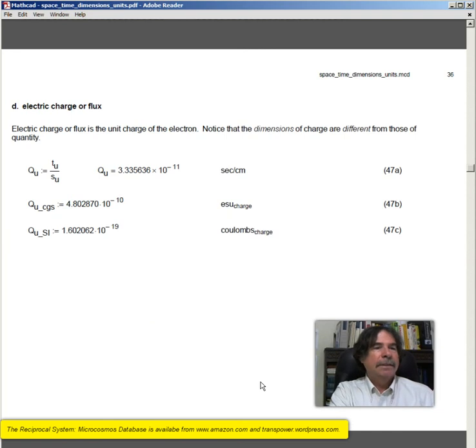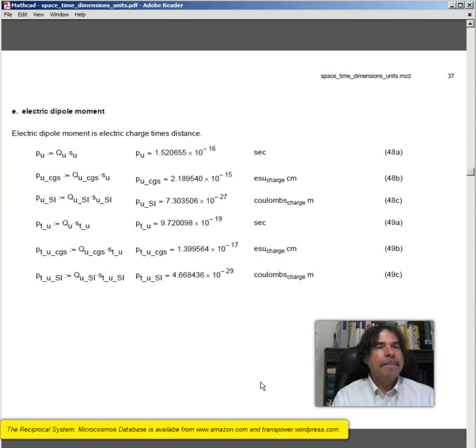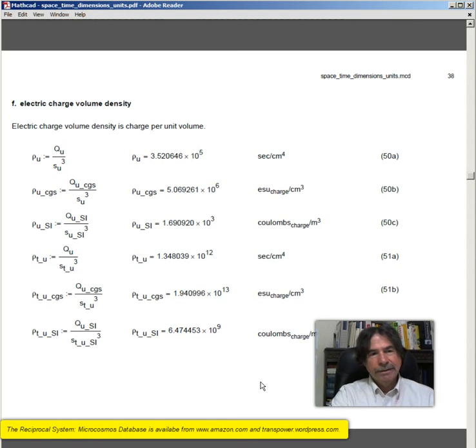Electric charge or flux. Now, these are the units of charge, and here we agree that the natural unit of charge is that on the electron or the proton. That's 1.602062 times 10 to the minus 19 coulombs. And notice that we use the subscript charge here to distinguish the ESU and coulomb from quantity. Electric dipole moment is electric charge times distance. Electric charge volume density is charge per unit volume. Again, we have time-space region values and time region values here.